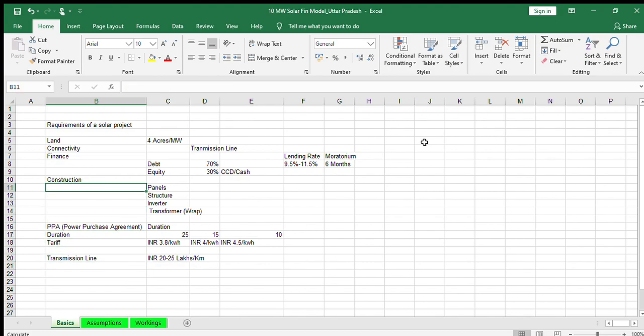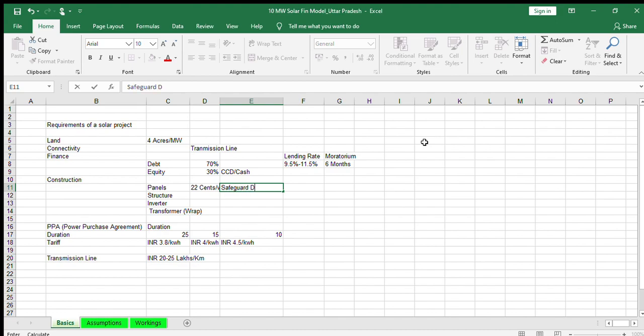Panels in India currently you have to import from China or some other countries. The price comes at around 22 to 25 cents per watt peak, plus you add the safeguard duty, which is typically 15%. Then you add the GST on panels, which is 5%. This goes into the costing of the project majorly.